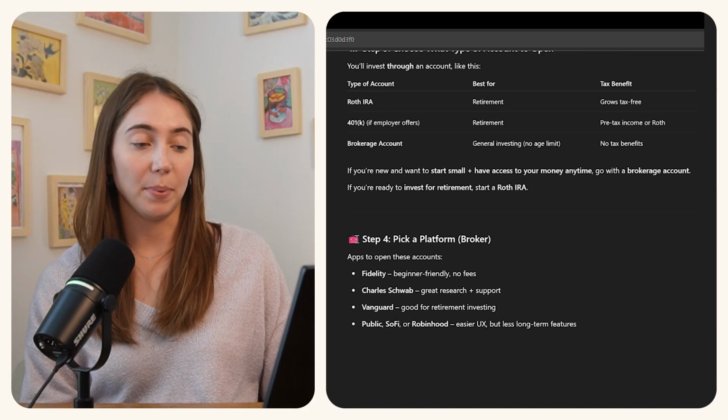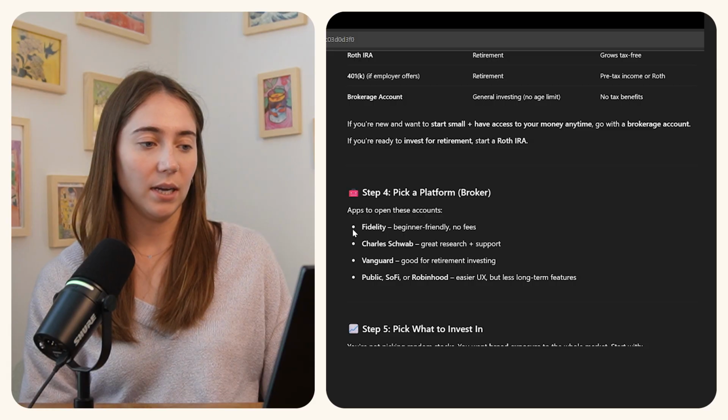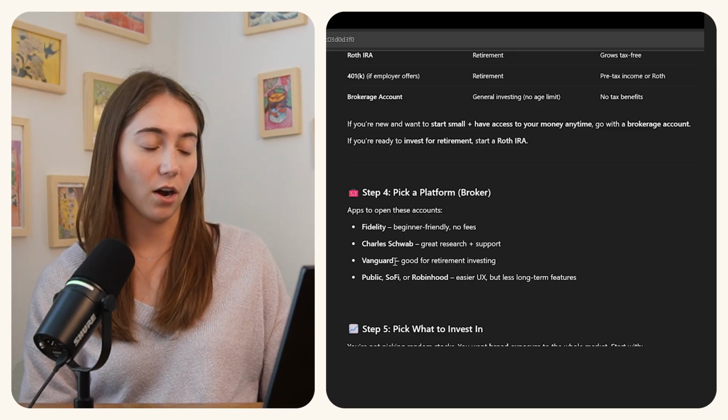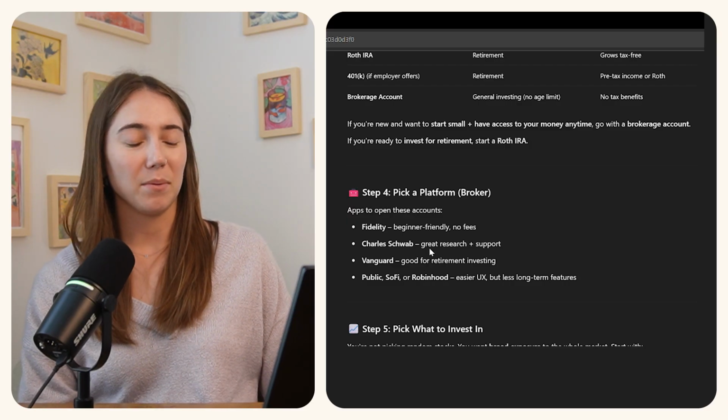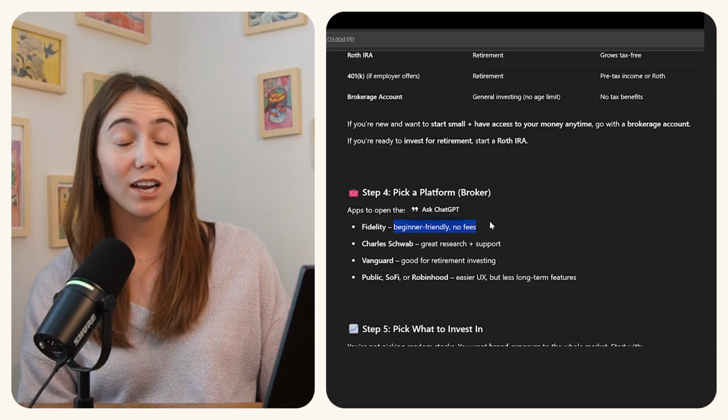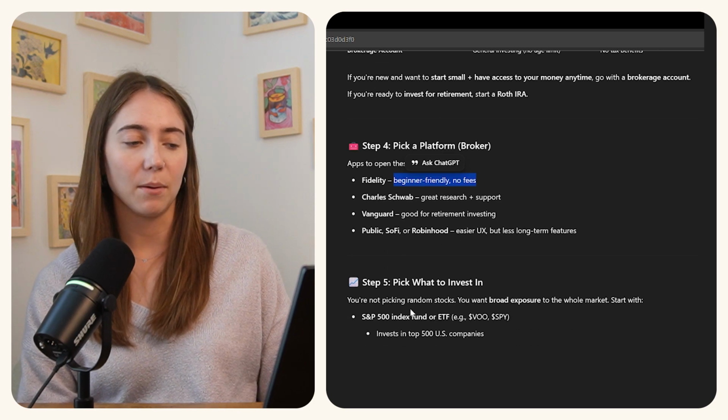Step four is to pick a platform or a broker. So it's saying there's a bunch of different apps that I could use: Fidelity, Charles Schwab, Vanguard, Public, SoFi, Robinhood, and it's giving me a little bit of a summary about each of those accounts. This one, Fidelity, says it's beginner friendly and there's no fees. So that's the one it's kind of pushing me to.